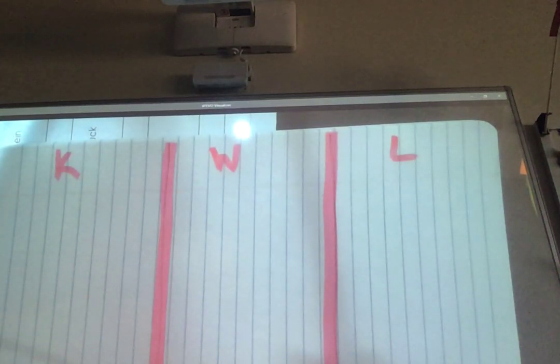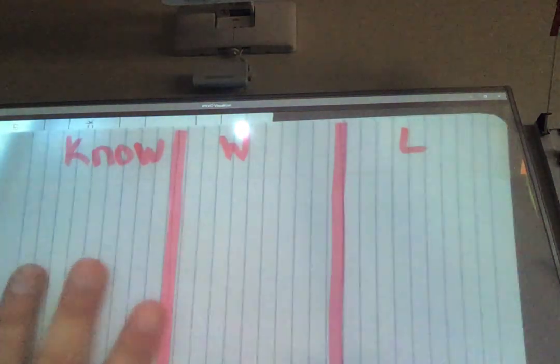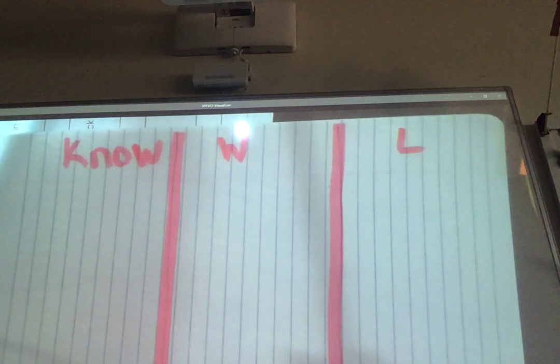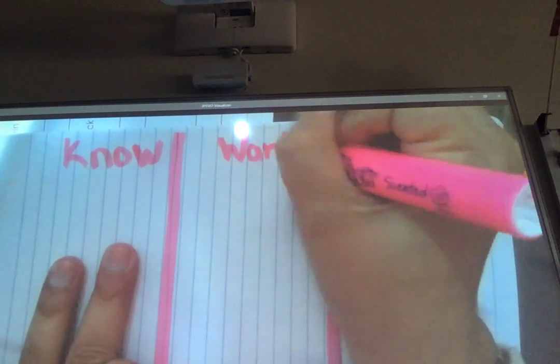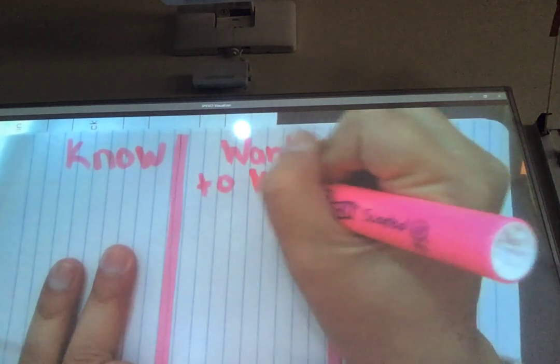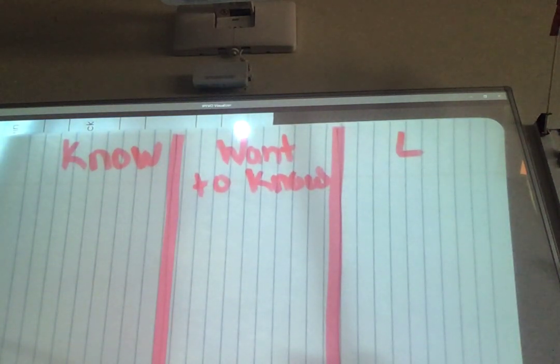The K stands for what I know. So, if you think about it, and I say, okay, boys and girls, we are going to create a KWL chart for the skeletal system. Anything that you already know about the skeletal system, you're going to put here. Okay? Don't start yet, though. The W stands for want to know. Here, I want you to create a list of questions that you want to know about the skeletal system.